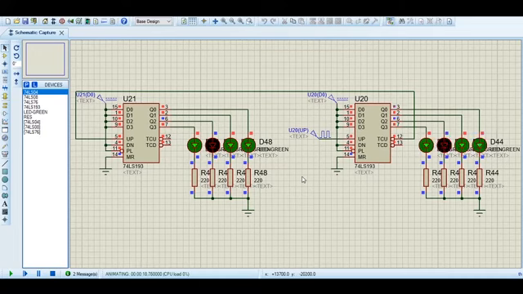So here, we have two 74LS193 to cover all the 8 bits of the counter. We then select this chip on the right to hold the 4 LSBs, and this chip on the left to hold the 4 MSBs. For all the 8 bits together, this is the LSB, or the least significant bit, and this is the MSB, or the most significant bit.